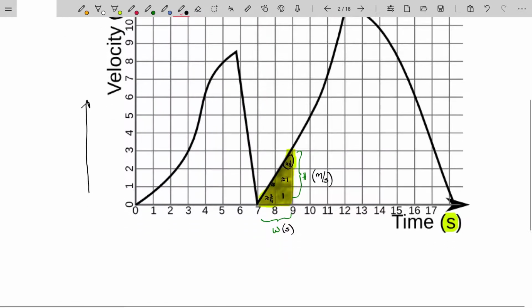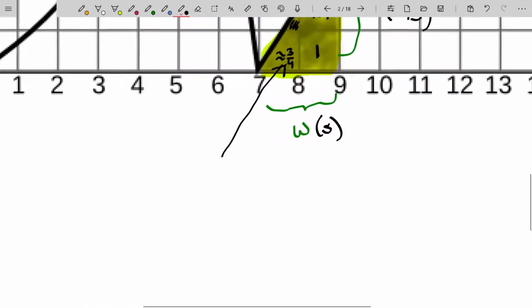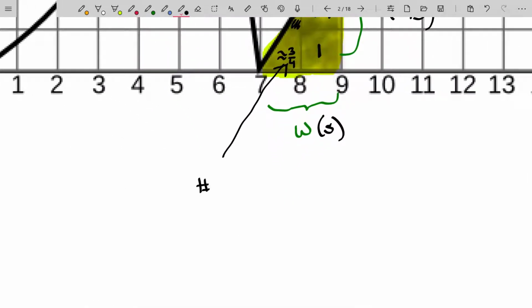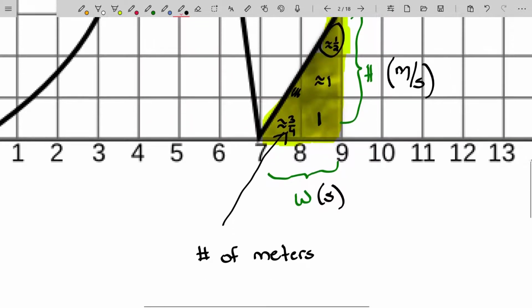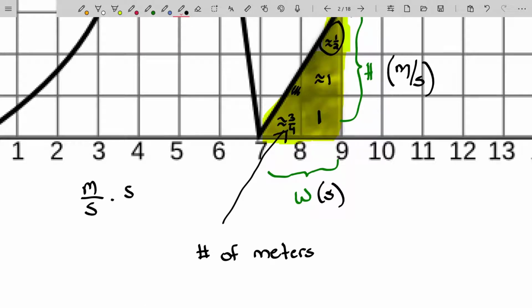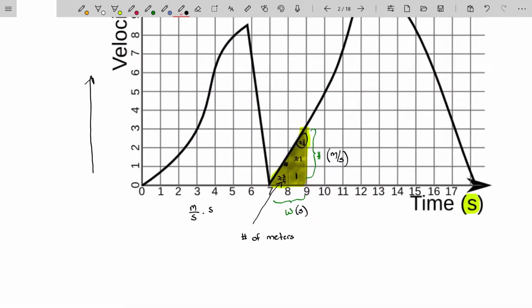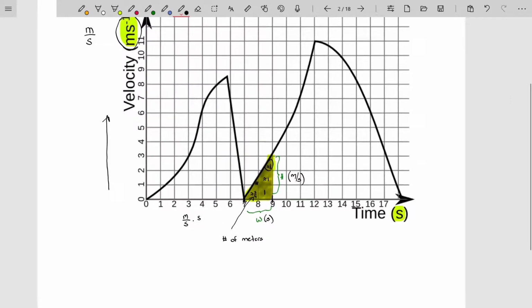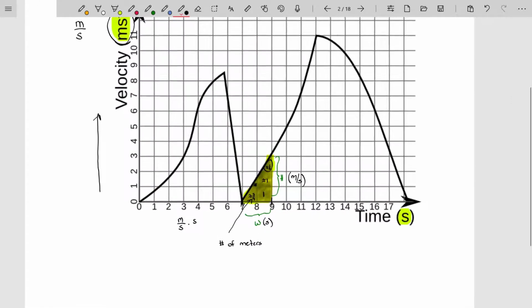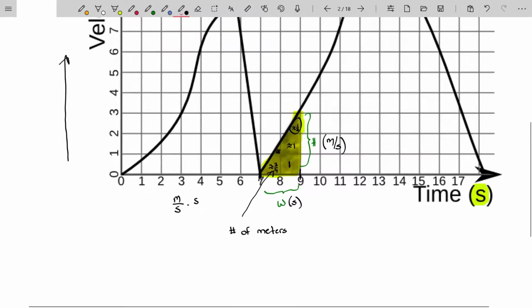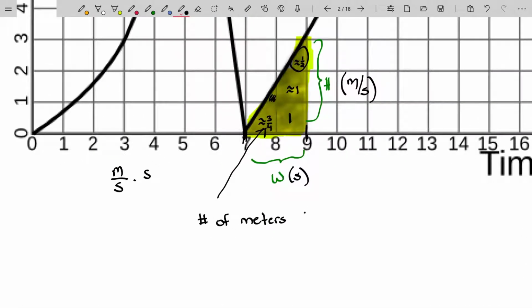And that area right there would represent the number of meters, because that's what meters per second times seconds gives you, a certain number of meters. What does it mean, a certain number of meters? Well, they have times here, so times 7 seconds to 9 seconds. So it's the distance that whatever we're talking about, maybe it's a bike, maybe it's something else, somebody running, whatever it is, it's the distance covered in that many seconds. So the number of meters covered or traveled in that time period.